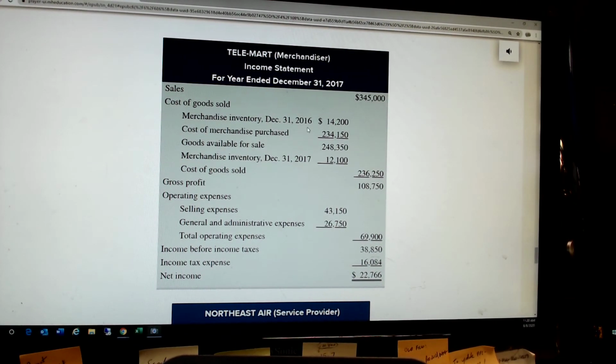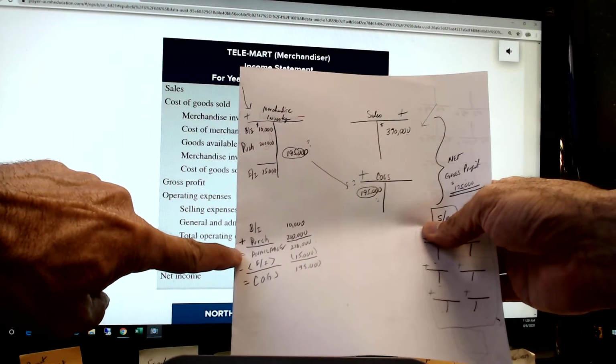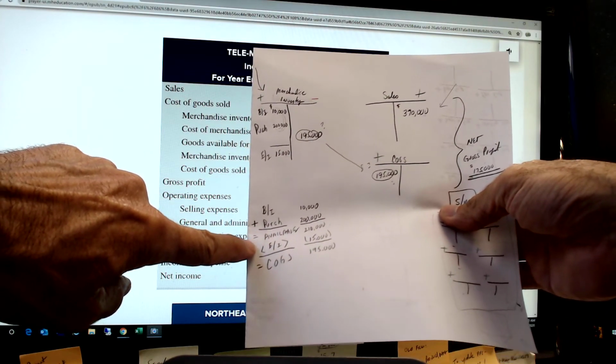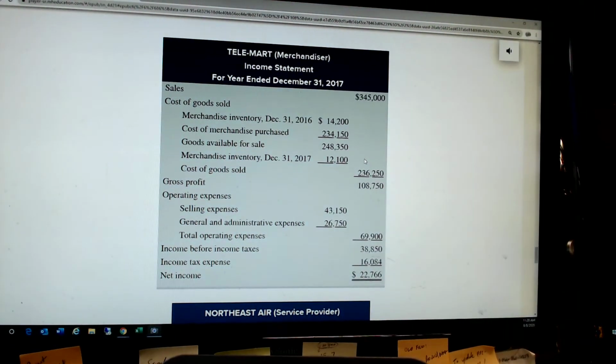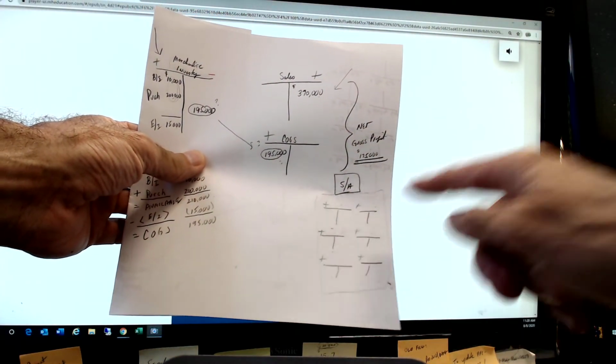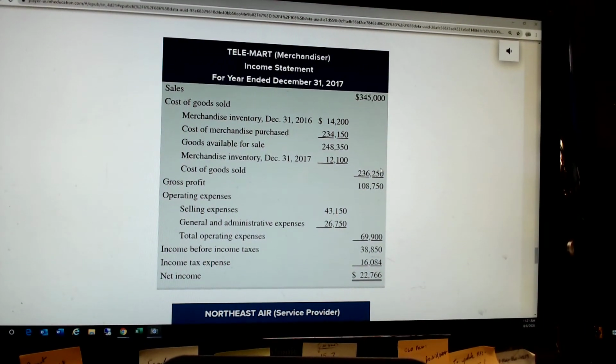Merchandise inventory, beginning inventory, December 31st of 16 is the beginning of 17. What I ended with in 16, beginning inventory plus the cost of merchandise I purchased gives total cost available, minus ending inventory is the cost of what's gone. That's exactly what I have here. Beginning plus what you bought is what's available, minus ending inventory gives you cost of goods sold. Gives you your gross profit. And then you subtract off all these period costs to get to net income. So that's what we're doing, just showing how I computed the cost of what's gone by analyzing the inventory.